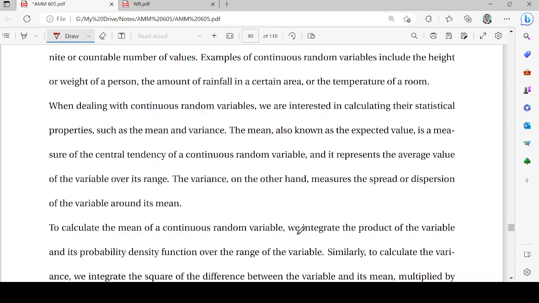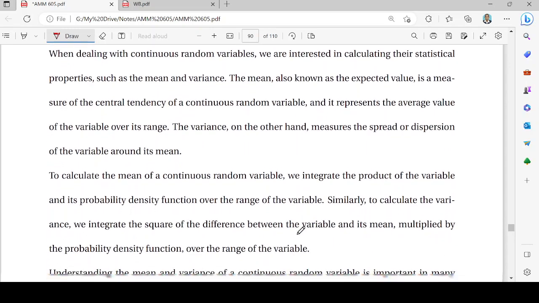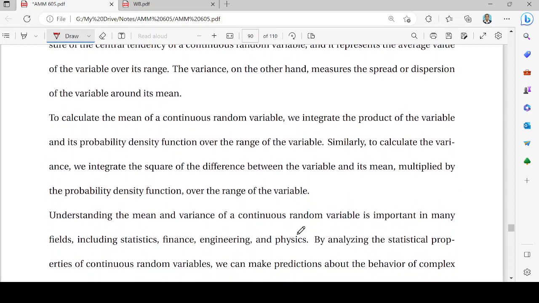So to calculate the mean of a continuous random variable, we integrate the product of the random variable and its probability density function over the range of the variable. Similarly, to find the variance, we integrate the square of the difference between the variable and its mean, multiplied by the probability density function, over the range of the variable.